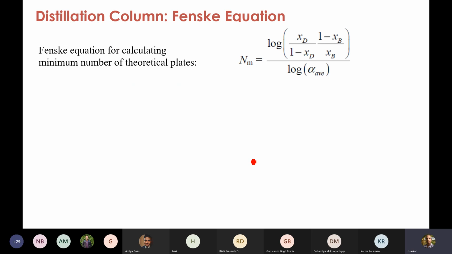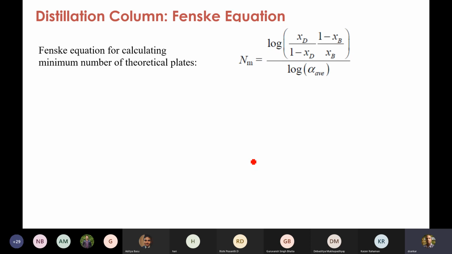Okay, so we'll briefly talk about the McCabe-Thiele method. We'll briefly review the McCabe-Thiele method that we'll be using for finding out the number of stages of the distillation column for the experimental setup that we have in the lab. Before that, you can also do this, and we'll be doing this in addition to the McCabe-Thiele diagram.